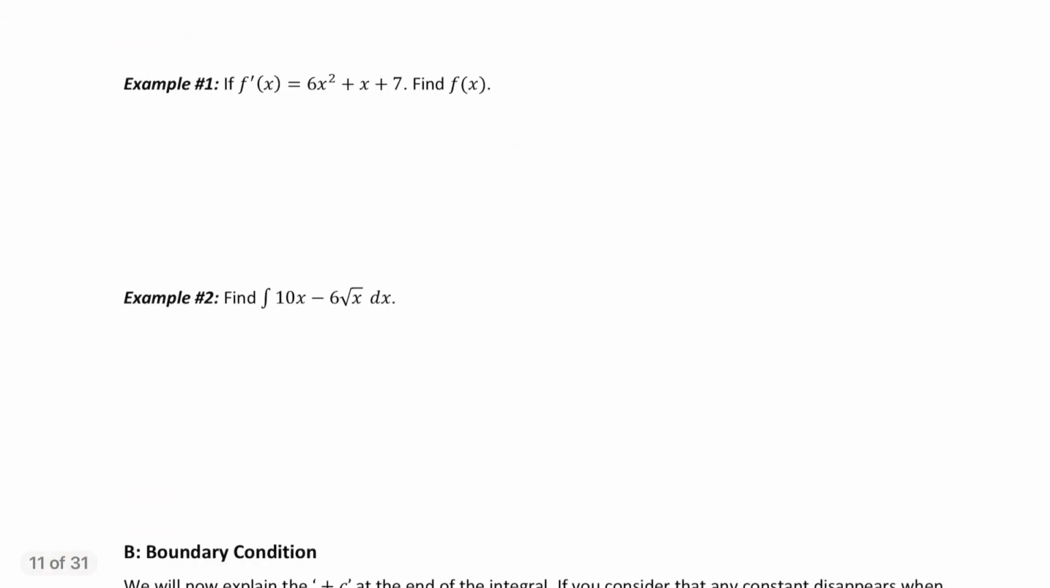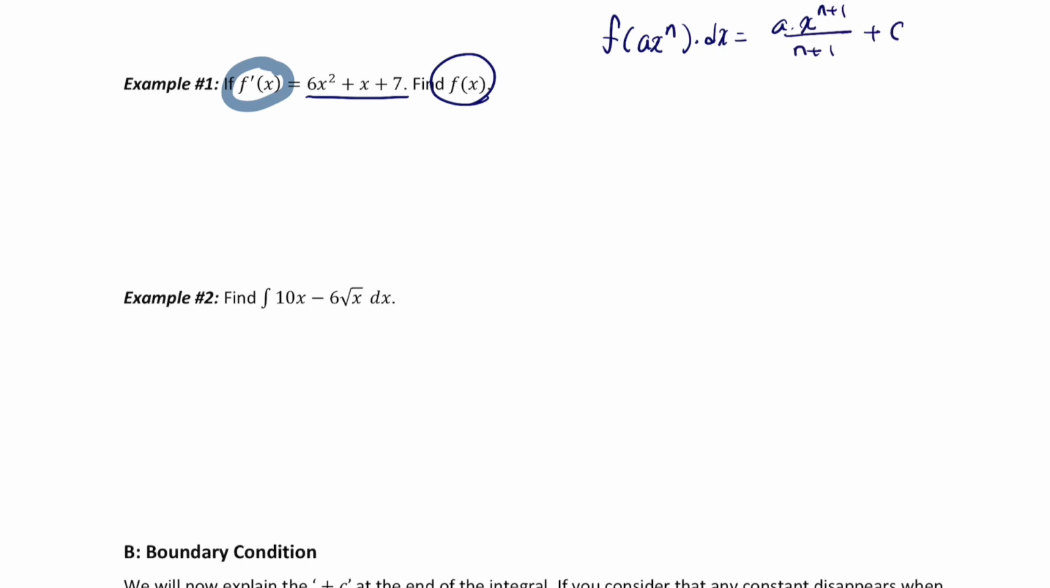So if you look at the next page, we have example number 1, where we have a derivative of the function f of x, and it is equal to 6x squared plus x plus 7, and we need to find the function f of x, the original function, right? So we're going to use the integration rule, where the integral of a x to the power of n dx is equal to a times x to the power of n plus 1 divided by n plus 1, plus c. We're going to use this formula to integrate this derivative.